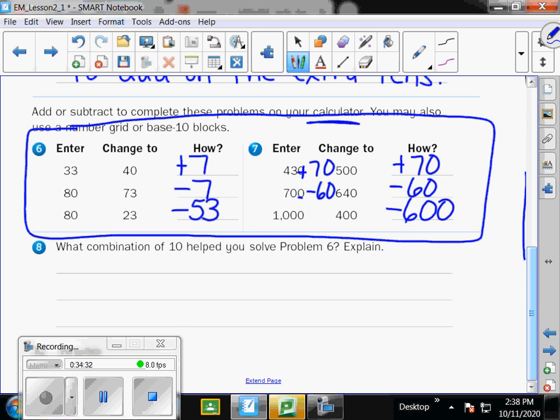All right, let's look at number 8. What combination of 10 helps you solve problem 6? Okay, so looking at these problems, what combination of 10 helped you to solve them? Well, if you know that 3 plus 7 equals 10, that combination helped you, didn't it? Because here you had to add 7 to get to that next 10. Here you needed to subtract 7 to get down from the 10. And same thing here. Okay, knowing that 7 and 3 makes 10 should help you to solve these problems.